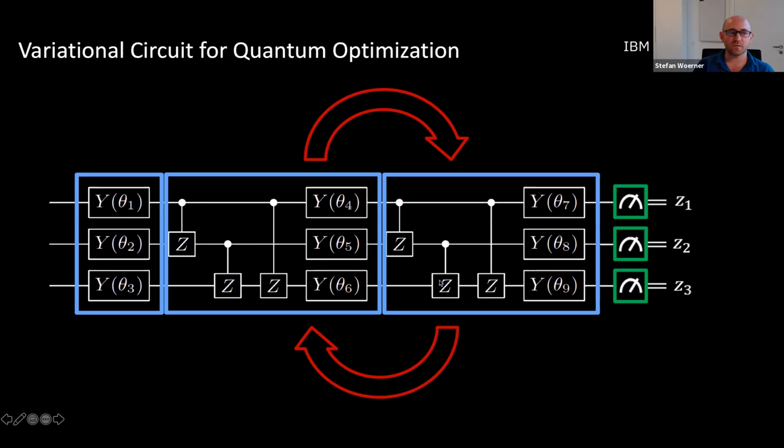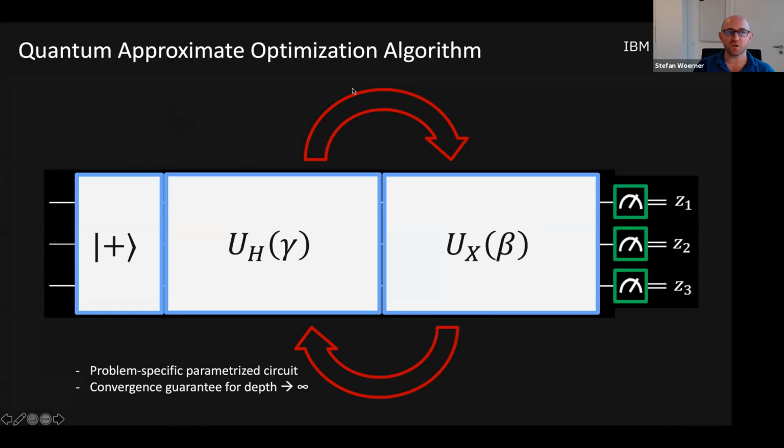Now, one crucial question is, how should we actually choose this circuit for a particular problem? And without going into much detail here, there is the so-called quantum approximate optimization algorithm, where this circuit is constructed really from the problem that's given. So you construct a problem-specific parameterized circuit, and in this particular case, this is motivated by the Adiabatic Theorem, and we know that if we would repeat these layers often enough, we would converge to the optimal solution. But since we cannot, and we have to truncate, it is still a heuristic.